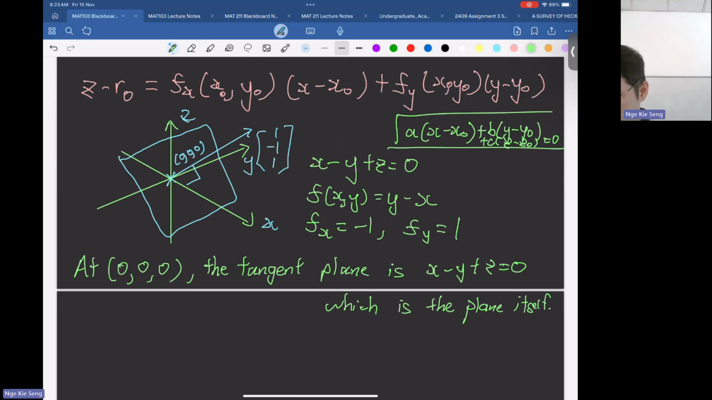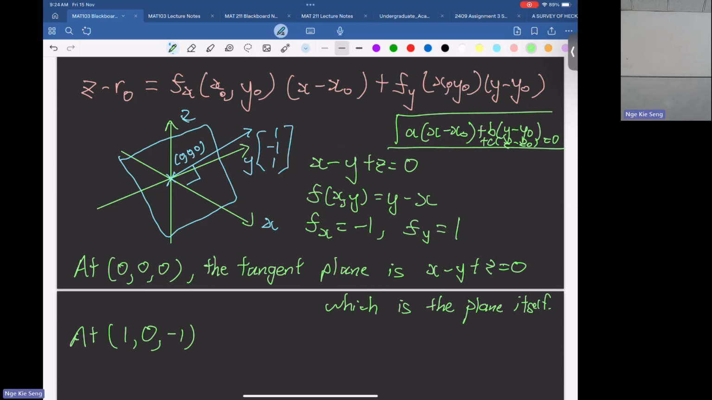Okay, let's change the other point. For example, let's pick 1 and then 0. Can or not? Okay, can. And then -1. Okay, is this point sitting inside the plane or not? You know how to check whether this point sits inside the plane.